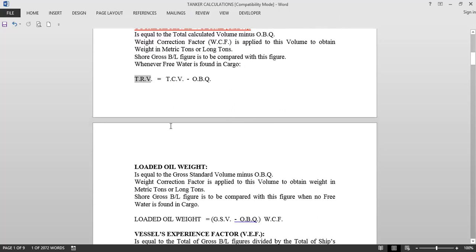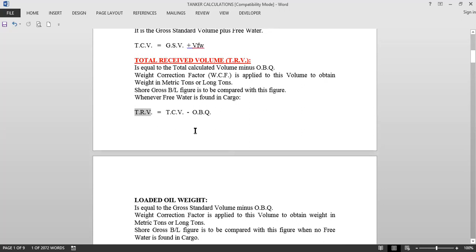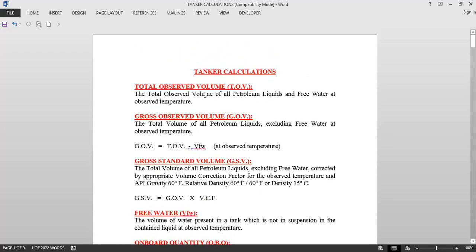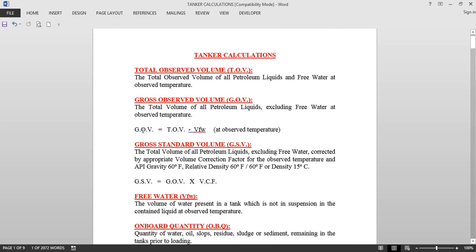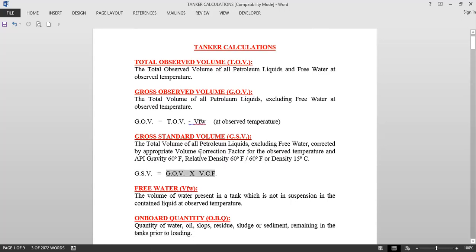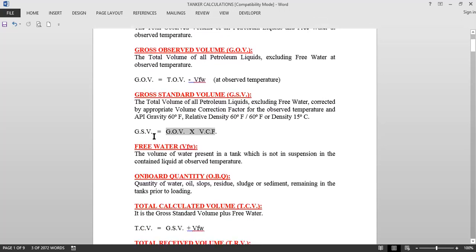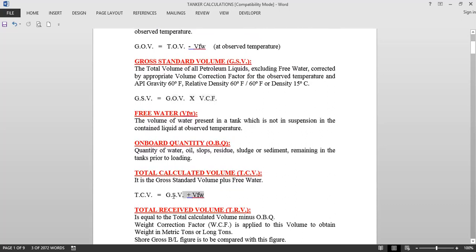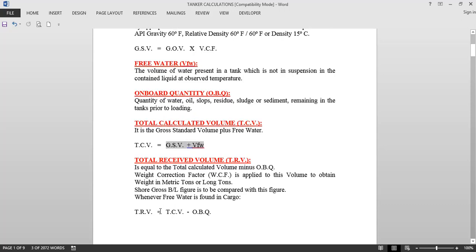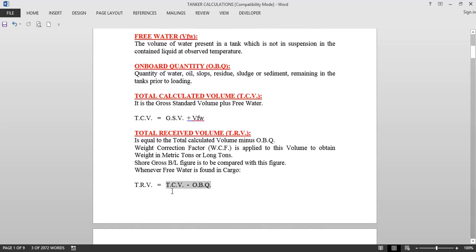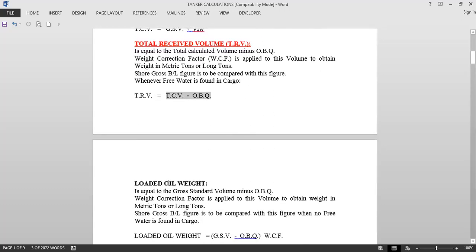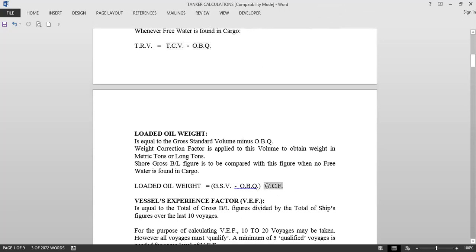Now what we have calculated here is volume. You have the total observed volume, you take an ullage from ullage tables, you subtract the volume of free water from it, and you get gross observed volume. That gross observed volume you convert into gross standard volume by multiplying it by the volume correction factor. The gross standard volume plus the volume of free water gives the total calculated volume, and from the total calculated volume you get the total received volume by subtracting OBQ from it. This total received volume, if you multiply it by the weight correction factor WCF, will give you the loaded oil weight.